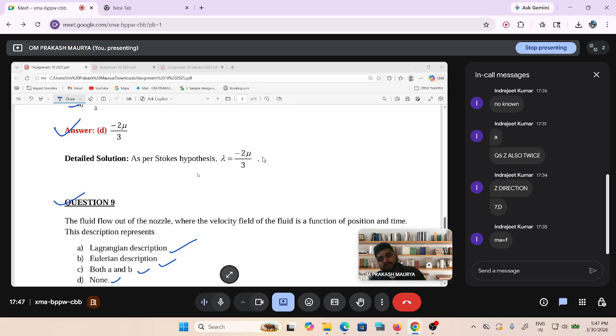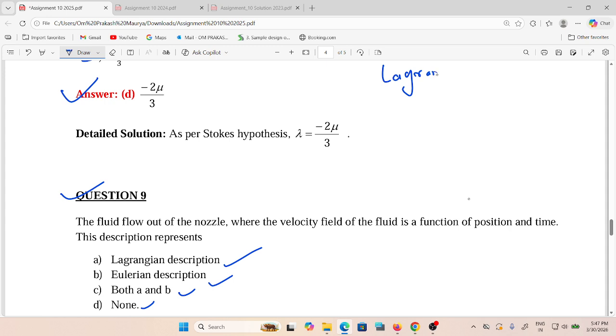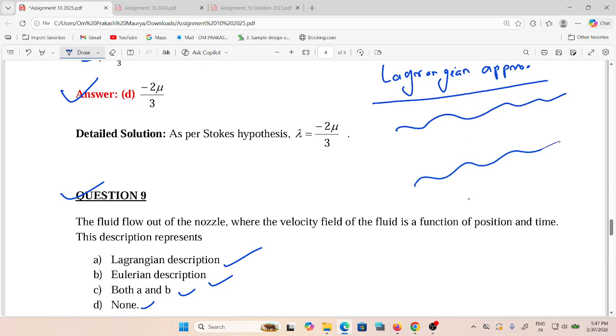Okay, so let me explain. I think he has some network issue. So what is the Lagrangian approach, or you can say the description also? The Lagrangian approach is nothing but, let us assume you have a river system like that and water is flowing. This is your inlet and this is your outlet.